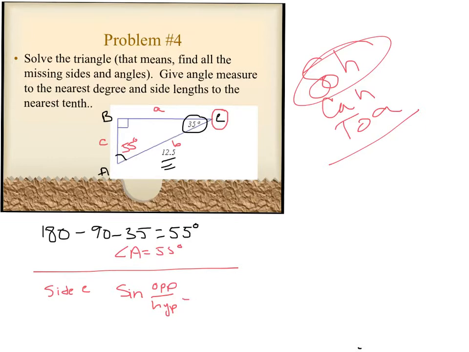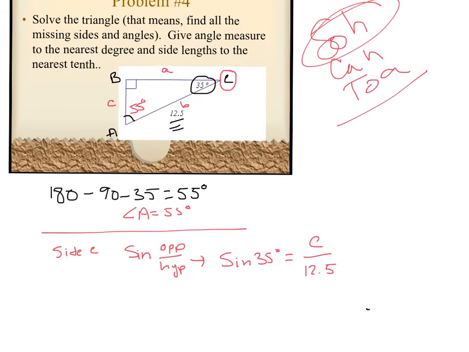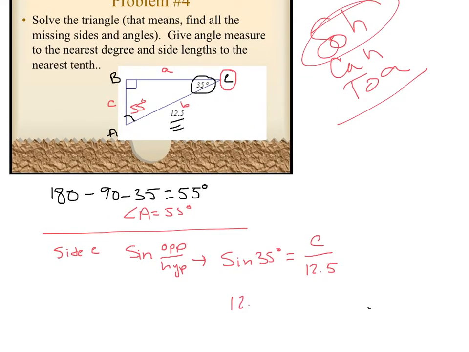So I'm using sine opposite over hypotenuse. And so that means I'm going to get sine of angle 35 degrees is equal to side C opposite over the hypotenuse, which is 12.5. I cross multiply and I get, let me change to my pen here, 12.5 times sine of 35 degrees. We're rounding the nearest tenth, and I get this side as 7.2. So side C is equal to 7.2.